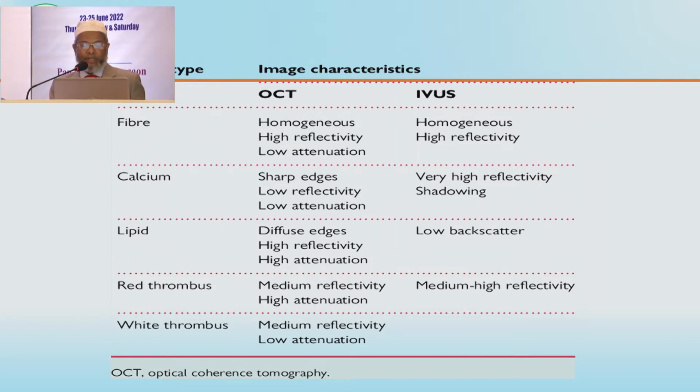And lipid, diffuse edge, high reflectivity, high attenuation. These two are very important. If it is calcium, low reflectivity, low attenuation, and if it is lipid, high reflectivity with high attenuation.